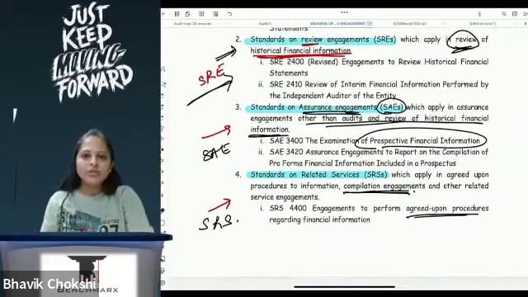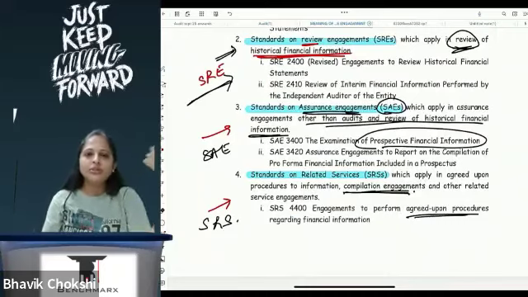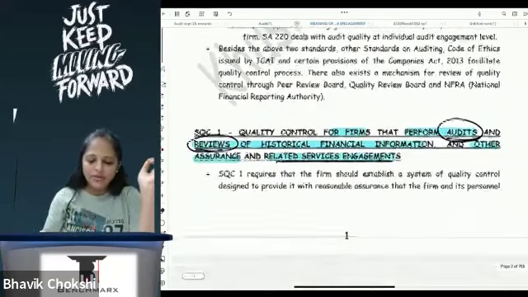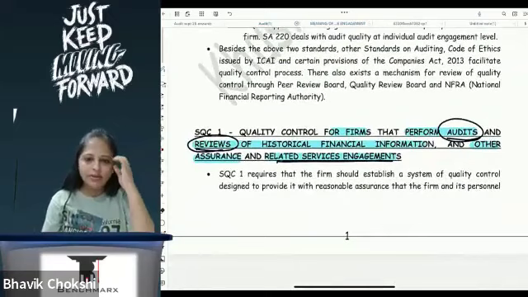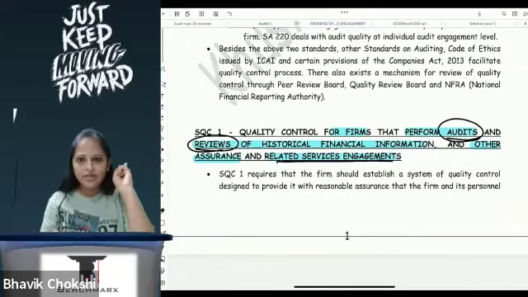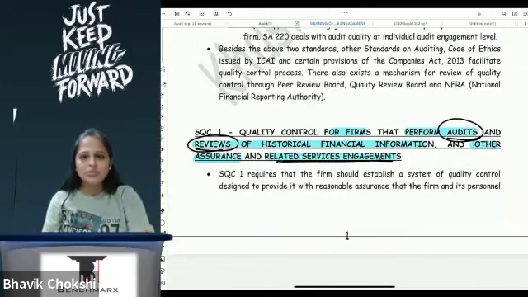So whether you are reviewing your historical financial information, prospective financial information, whether you are acting as auditor, whether you are acting as accountant, this is the quality control that you will maintain, and that is what SQC1 is talking about. Okay, so the name itself is very big, you are expected to remember, but this is how you will remember. It is talking about audit and review of historical financial information, because that is what your SA and SRE will talk about. Then you have your assurance, and then you have your related services, correct? So this is what is about your quality control for everything that you have.